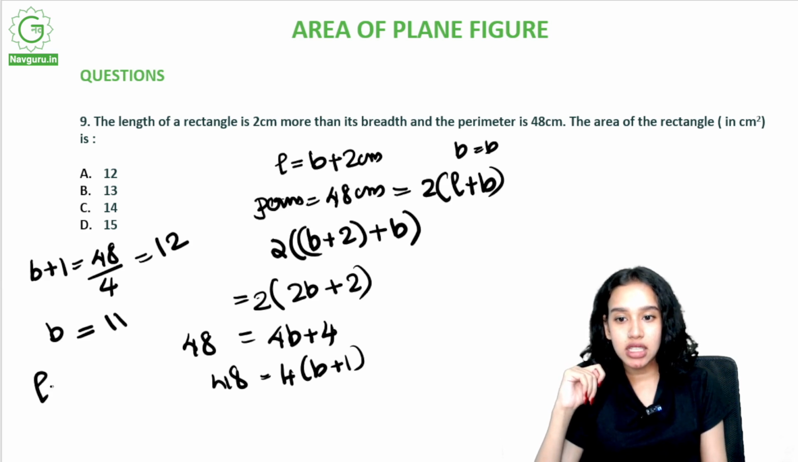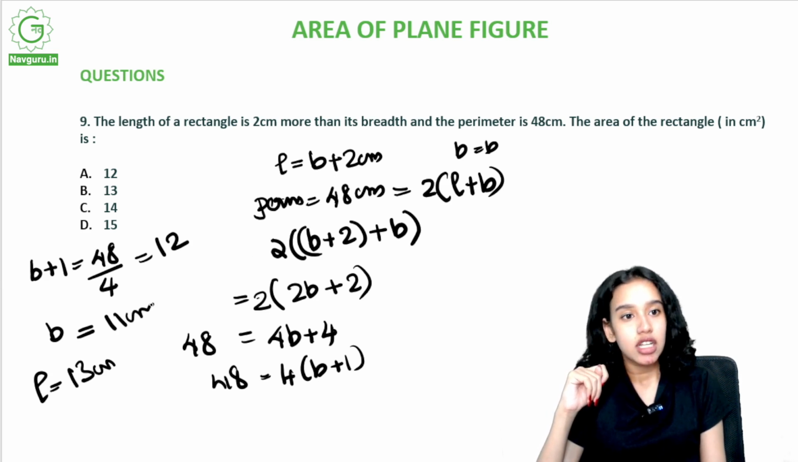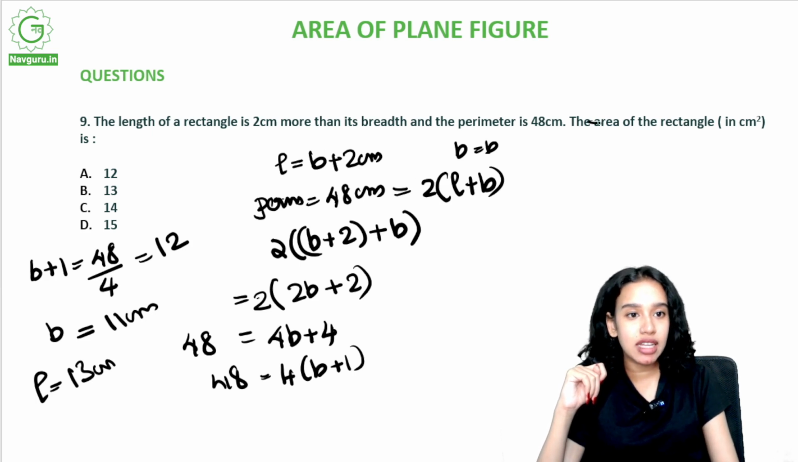So what is the length? Length would be equal to breadth plus 2 centimeter. So that is 13 centimeter, right? Now, what is the area of the rectangle? We actually have to find the length of the rectangle here. No, we have to find the length of the rectangle. That should be the question, and 13 is the answer.